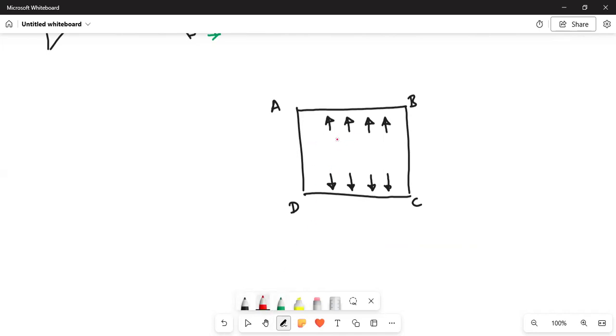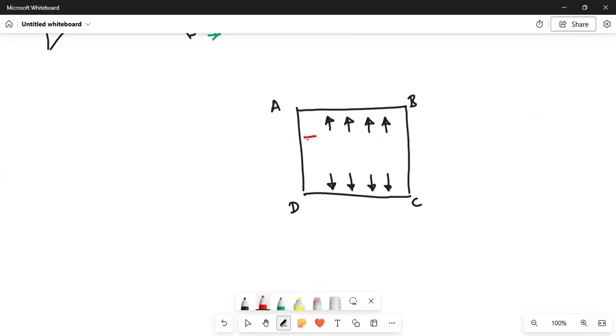Am I right? Anyone can tell me? Whatever the force drawn, that force will create tension on AD and BC. What will happen to AD and BC? It will be stretched. The length will be increased. Means it is subjected to tension.